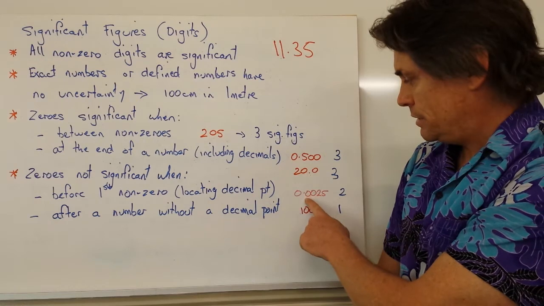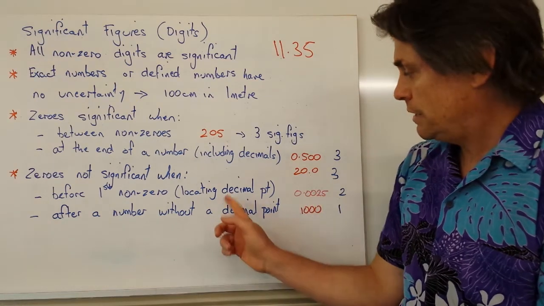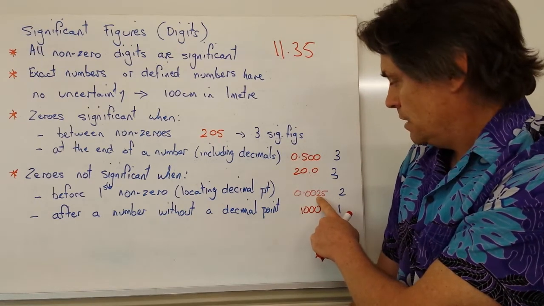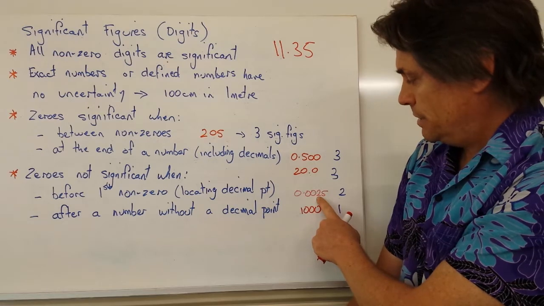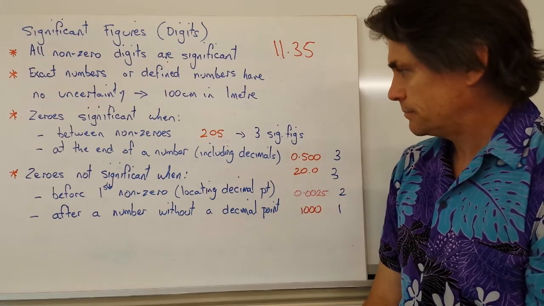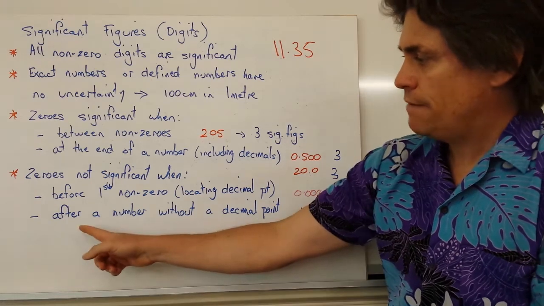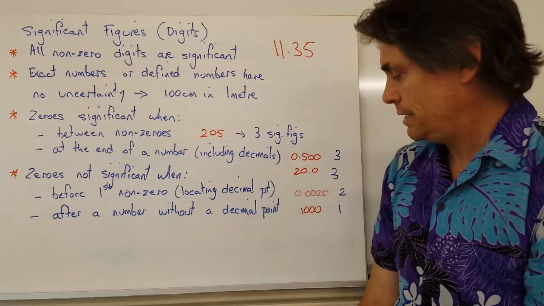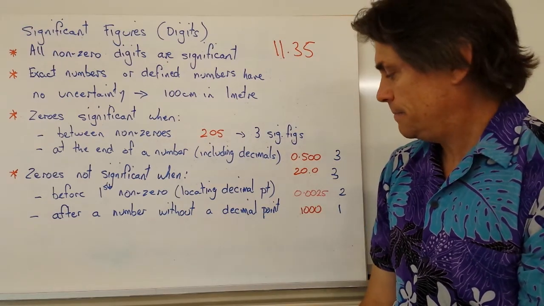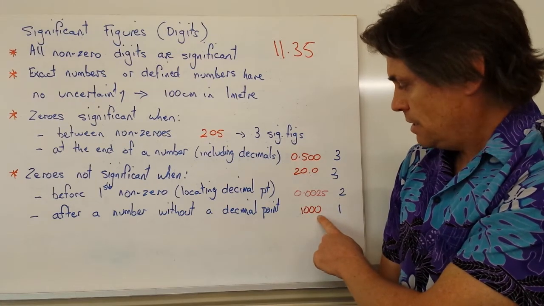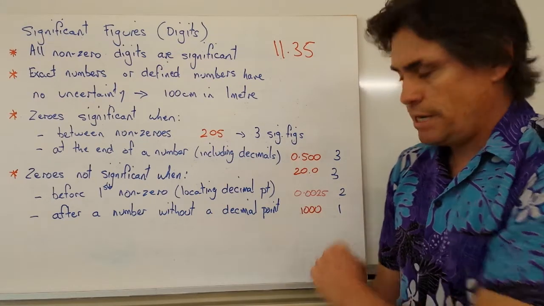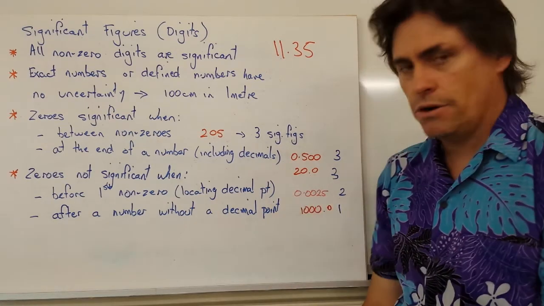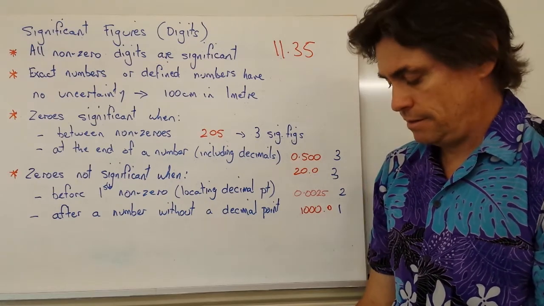So we have this number 0.0025. We've just said from our rule, zeros before the first non-zero are not significant. So for this particular measurement, we have two significant figures. And lastly, if we have a number with a zero after another number without a decimal point, those zeros are not significant either. So in this particular example with our 1,000, we have the first one significant, the last three are not significant. On the other hand, if we had a 0.0 there, then that would be significant.